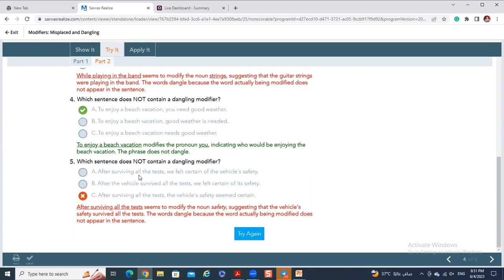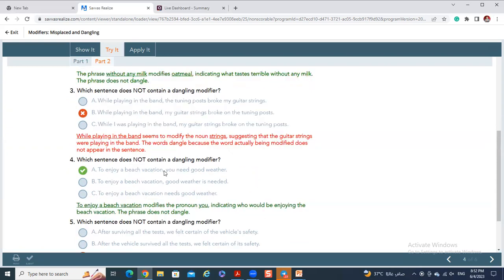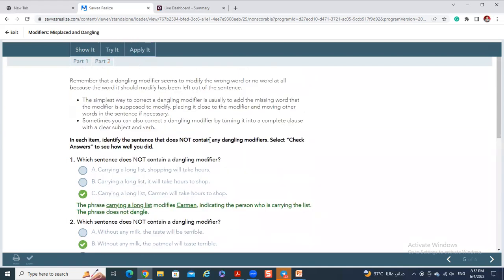After surviving all the tests, we felt certain of the vehicle safety. Yes, who survived? We. After the vehicle survived all the tests, we felt. After the vehicle survived, how did the vehicle survive? After surviving all the tests, the safety. No, it must be A. Clear? Yes. Clear. Apply it.